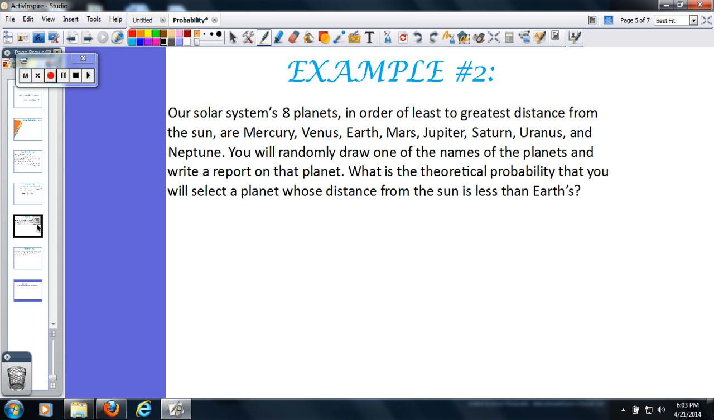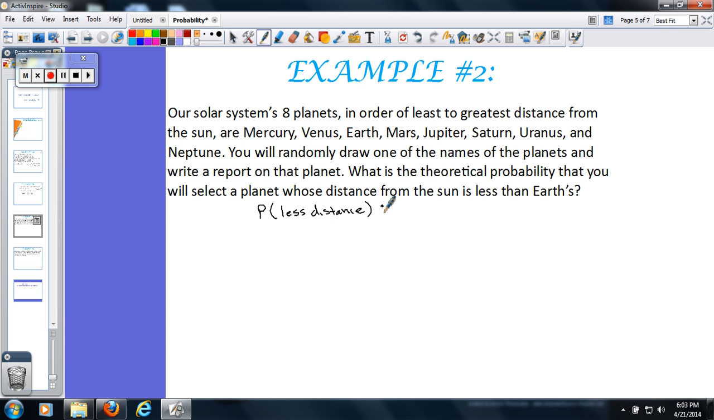So we go to example 2. Our solar system's 8 planets, in order from least to greatest distance from the sun, are Mercury, Venus, Earth, Mars, Jupiter, Saturn, Uranus, and Neptune. You will randomly draw one of the names of the planets and write a report on that planet. What is the theoretical probability that you will select a planet whose distance from the sun is less than Earth's? Okay? So I have the probability that it's less distance.